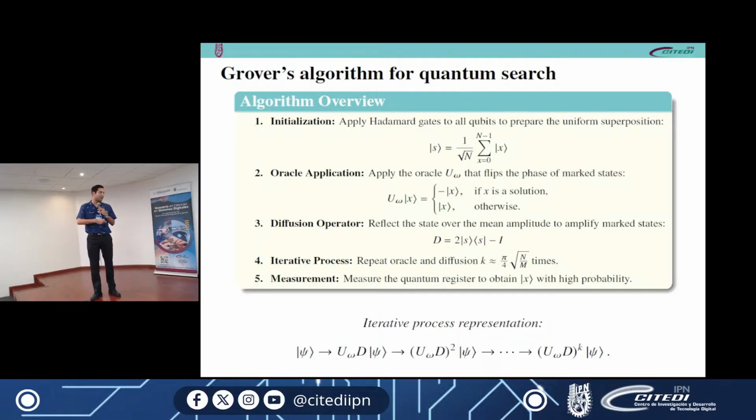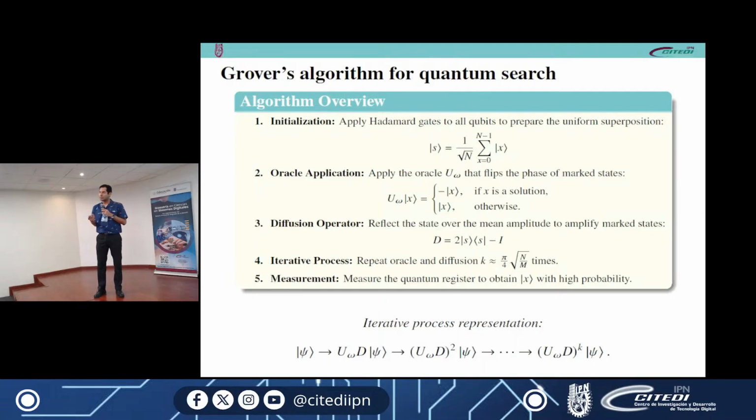And once we define all these solutions considering what we're looking for, then we go to the diffusion operator. This diffusion operator computes a mean considering all possible states, and then it amplifies that amplitude considering that mean, right? If it's over or under, depending on how we're looking at things. And then from there, we keep repeating this process, right?